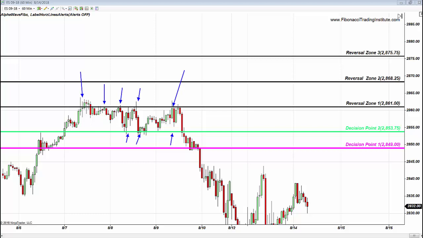In this video, I would like to show you the importance of Fibonacci levels, the importance of reversal zones. Every single one of these levels is a proprietary Fibonacci level you can install on any instrument, any time frame, any platform you choose to trade. This is what we dealt with on S&P last week.